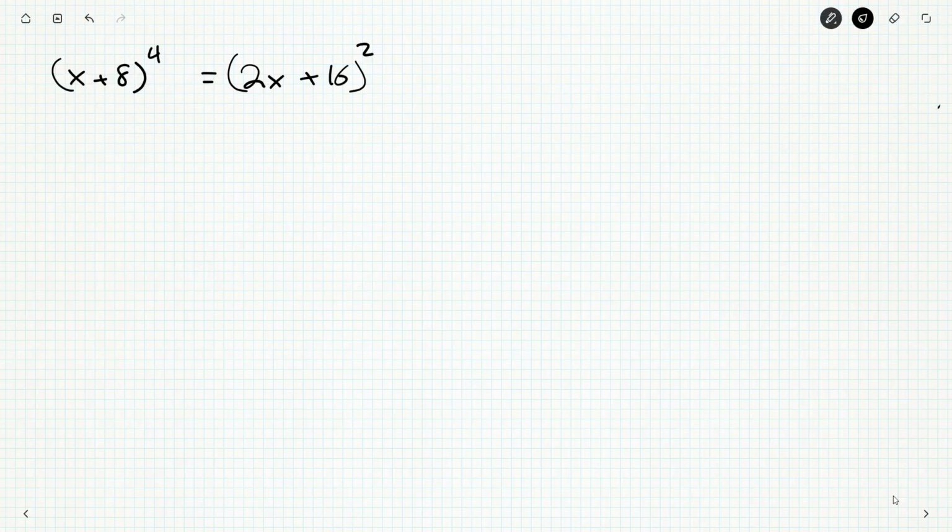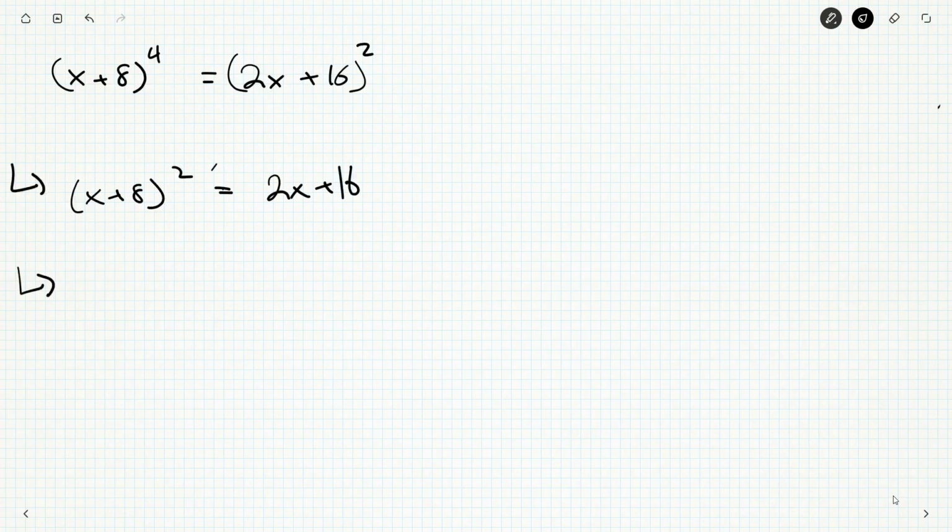Okay? I think the greater impulse for most people would say, well, I've got exponents, can I try and get rid of some of them? And if you're thinking, hey, let's square root both sides, that sounds like a great idea. So square rooting both sides would get me (x + 8)^2, and then square roots cancel out with squares, right? So you'd get 2x + 16. Except not always.